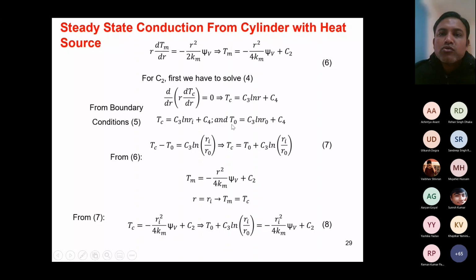So we get Tc equals minus ri square by 4 km psi v plus C2. Now this is in terms of Tc. The other equation is also in terms of Tc, so we can equate both these equations, isn't it? So what we get is T0 plus C3 ln ri by R0 equals the same, minus ri square by 4 km psi v plus C2. Now in this entire equation, there are two unknowns, C3 and C2. Do you all agree?